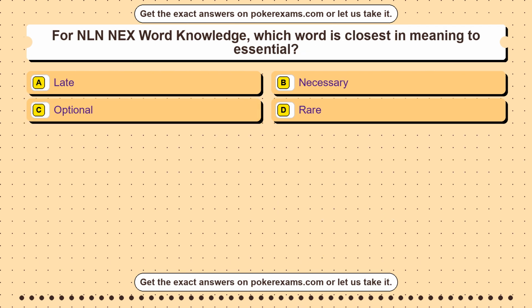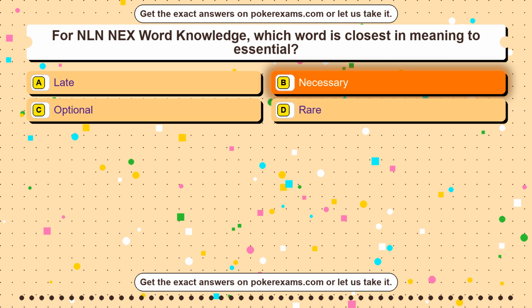Question 12. For get word problems practice, which government system lets citizens vote for representatives? Option A, oligarchy. Option B, representative democracy. Option C, absolute monarchy. Option D, dictatorship. The correct answer is option B.